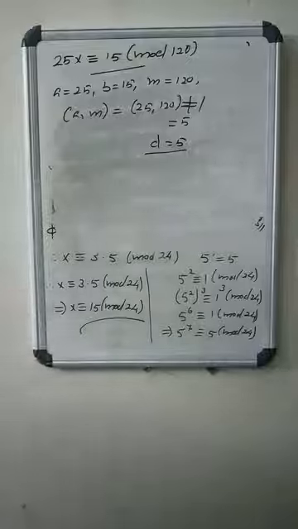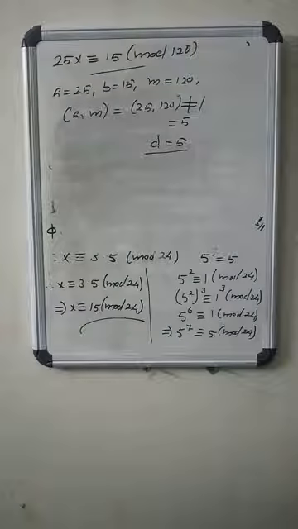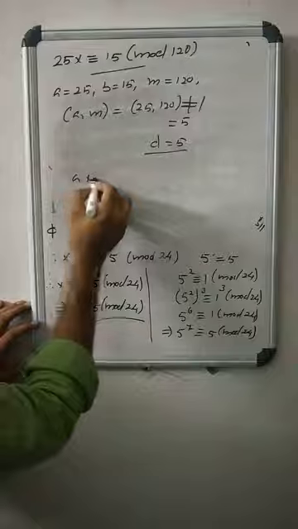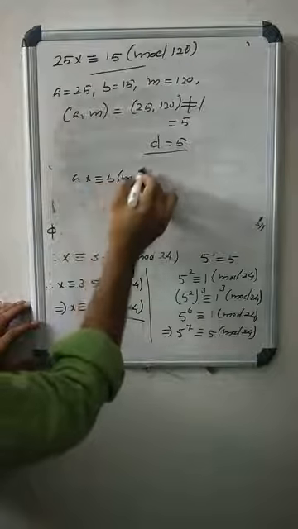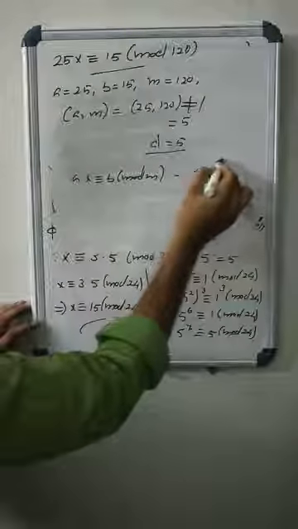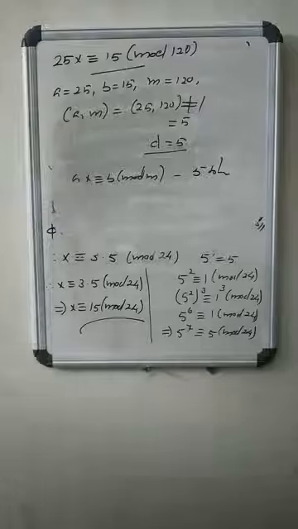Hence the linear congruence ax congruent to b mod m has 5 solutions. Then you can find out the solutions.